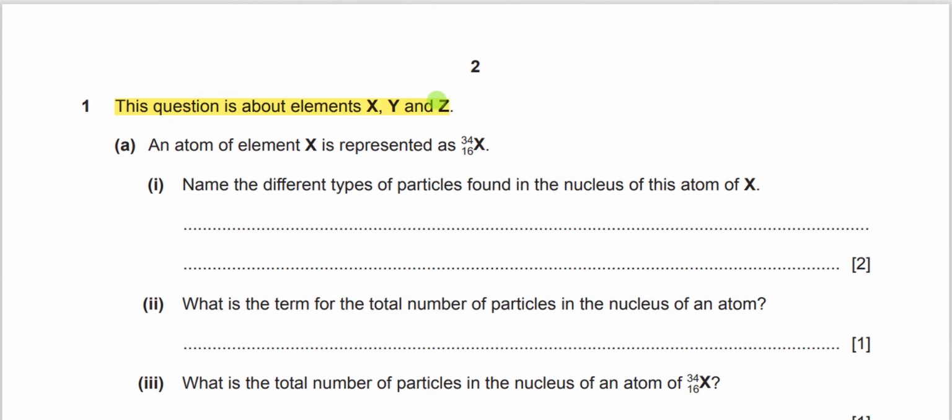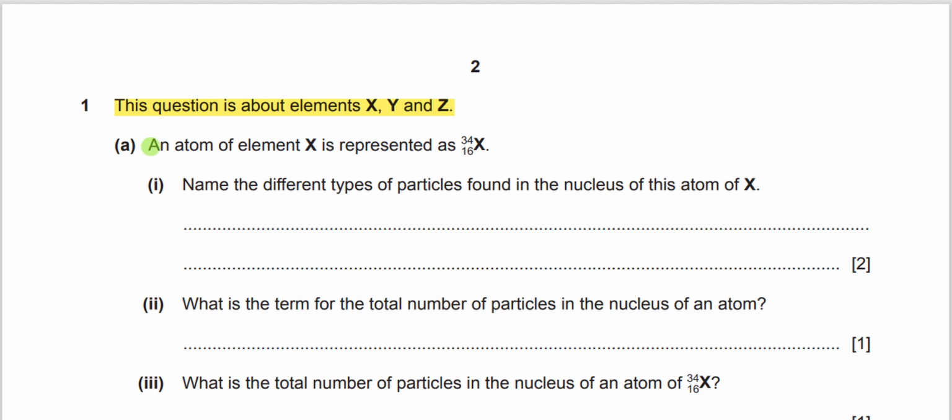This question is about elements X, Y, and Z. One thing about IGCSE is that this introductory statement always gives you information about the question. So from this statement, you can know where the examiner is going. You are told that this question is about elements, right? Which means that you are expected to have the basic knowledge about elements. Not just elements, but also what? Atoms. Fine. So let's start.